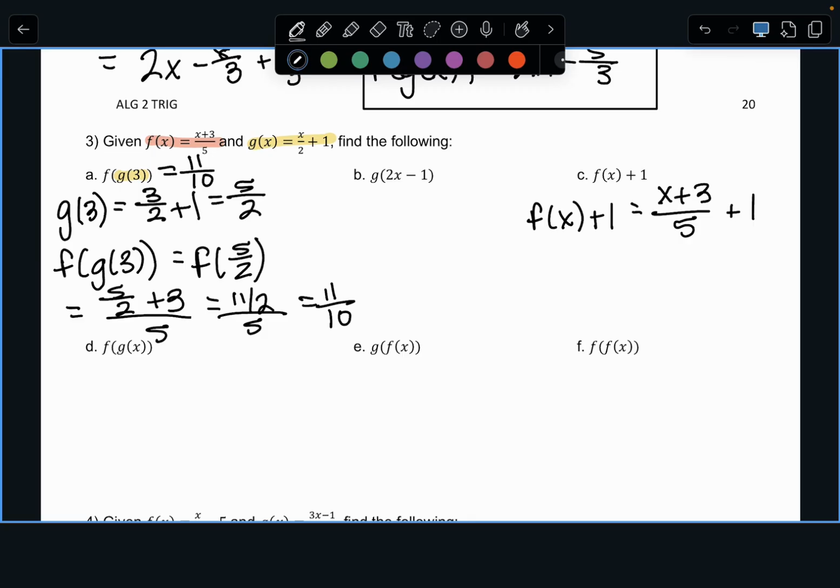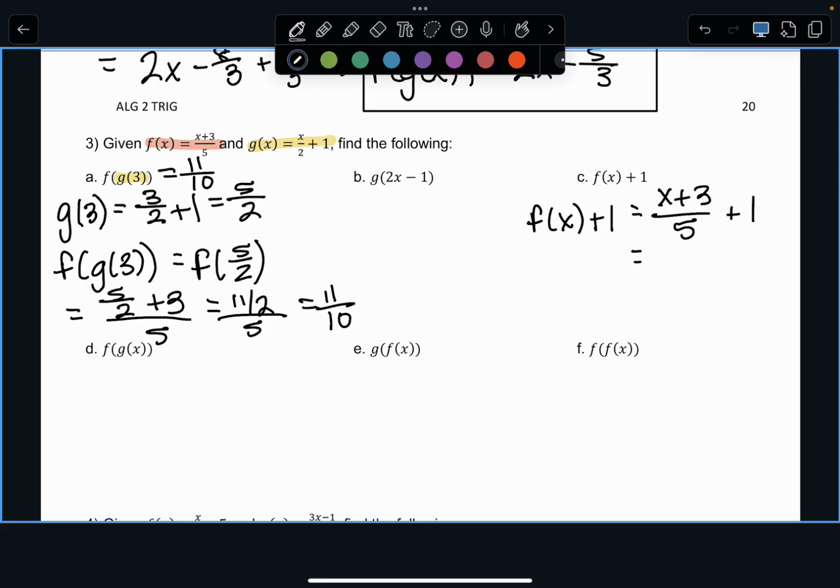We're just adding 1 to the function. We add it on the outside. We're not plugging anything extra in. Then we reduce. I think I talked about this early on, but reducing fractions like this, we can split up the numerator. So we can do x/5 plus 3/5. Do you guys remember me talking about that 2 weeks ago maybe? Fraction rule, if there's just a number in the denominator, you could split up your numerator. So x/5 plus 3/5 plus 1.